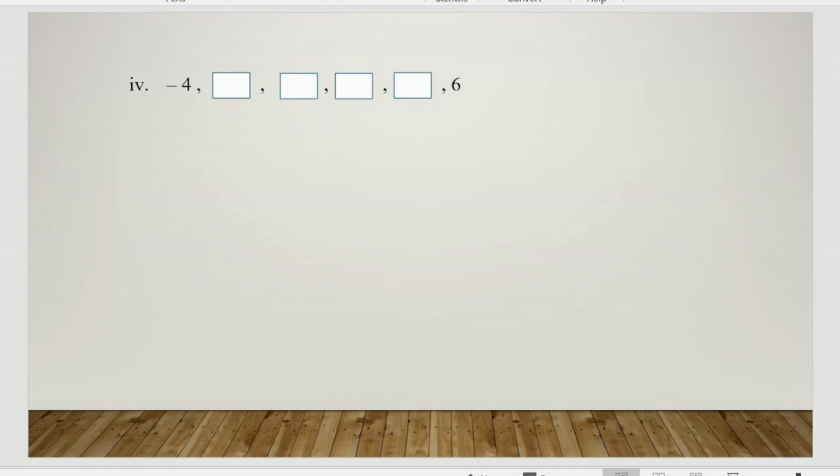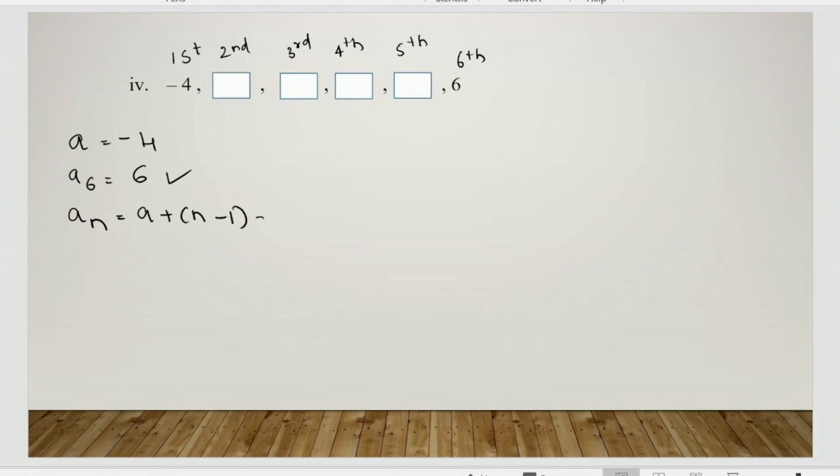Let us solve the fourth bit. We know this is the first term and this is the second term. This is the third, this is the fourth, this is the fifth term and this is the sixth term. Clear? So first term A is equal to minus 4 and sixth term A6 is equal to 6. Using the sixth term, we will find the common difference first and then we will find the remaining terms. So what is the formula? An is equal to A plus n minus 1 of D.